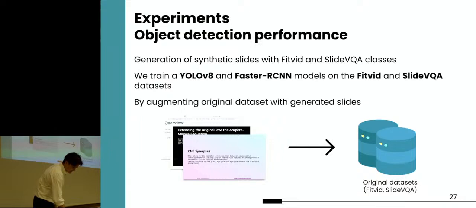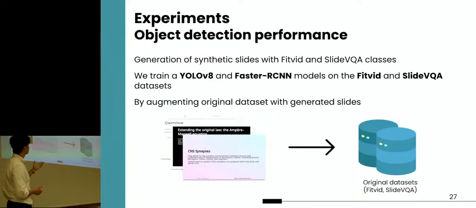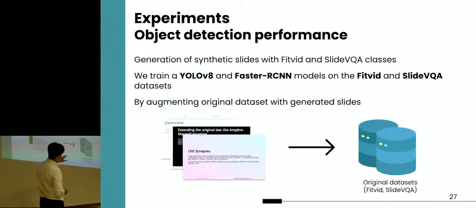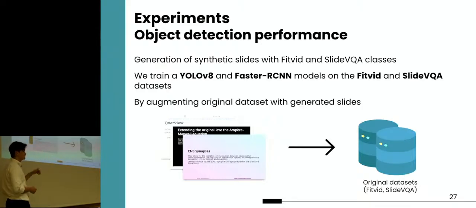So to see the performance and the improvement of our solution, we use the YOLOv8 and Faster R-CNN models, and we train them on the FitVid and the SlideVQA datasets. But we also augment the original datasets by adding the synthetic, generated slides. So now we have 4 datasets: the base datasets and the augmented datasets.